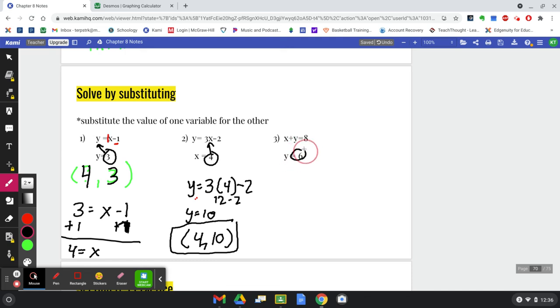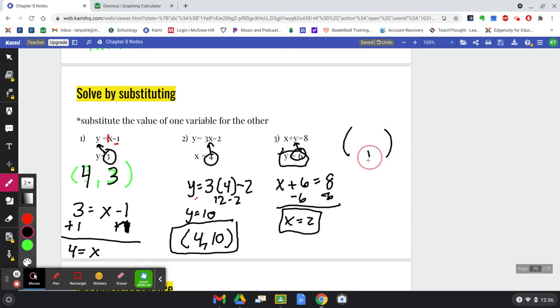All right, one more example here. y is 6, so that goes in for y. So something plus 6 equals 8. If I subtract 6 from both sides, we get x equals 2. So x is 2 and y is 6. Write it as an ordered pair: (2, 6). So this is my solution to this system.